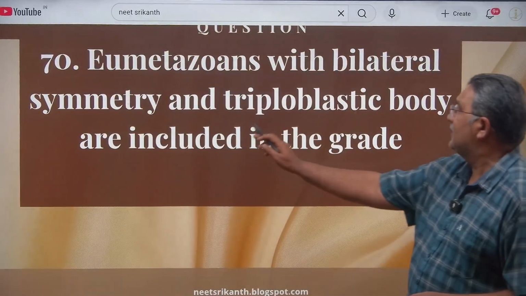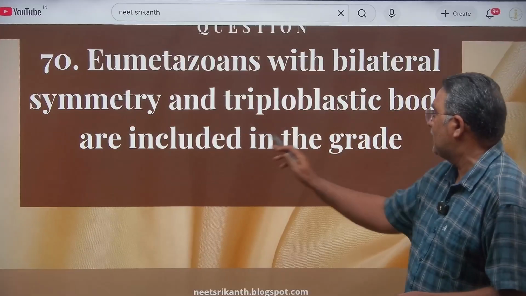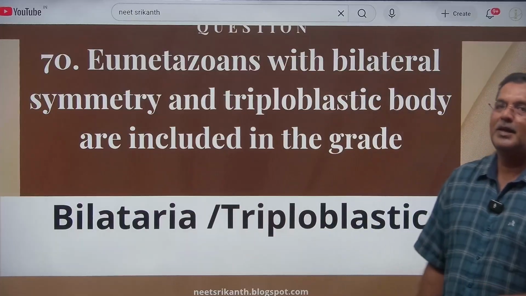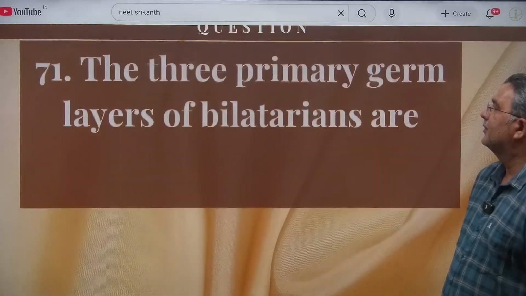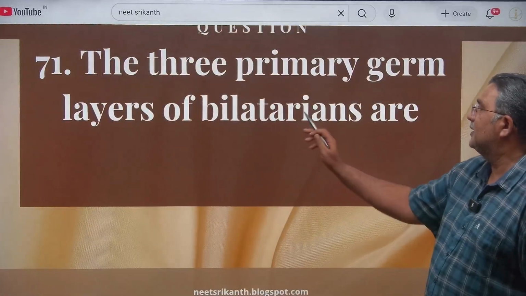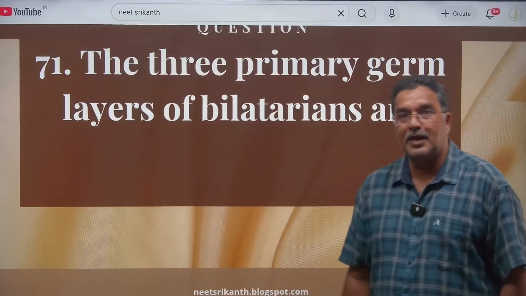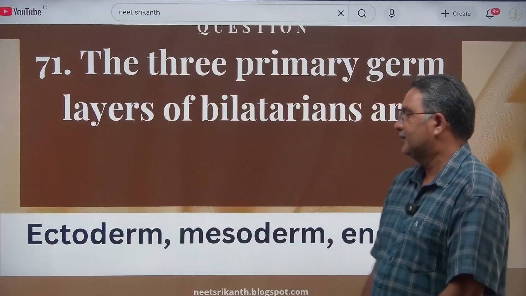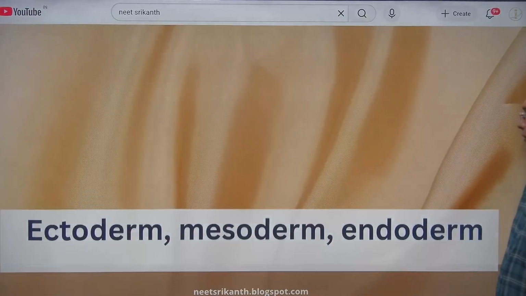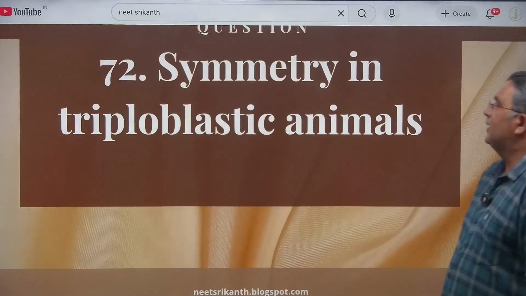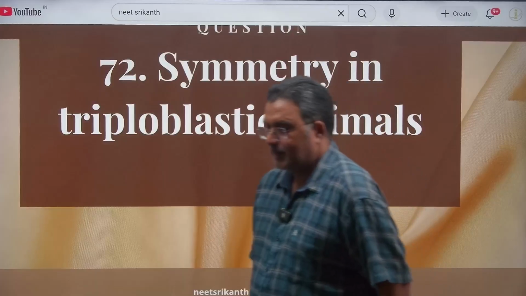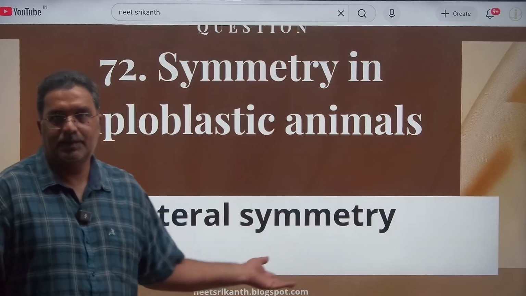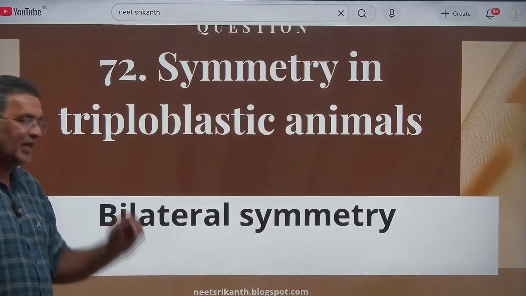Eumetazoans with bilateral symmetry and triploblastic body are included in the grade, which one? Grade Bilateria or Triploblastica. The three primary germ layers of bilaterians, what are they? Ectoderm, mesoderm, endoderm. Symmetry in triploblastic animals, what is the symmetry? Bilateria is also called Triploblastica, so three germ layers with bilateral symmetry.